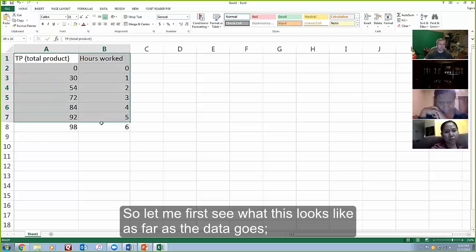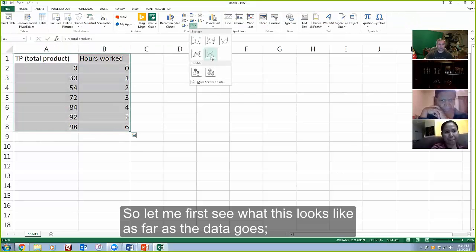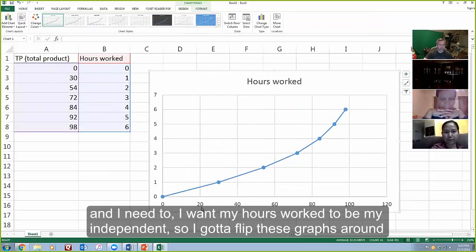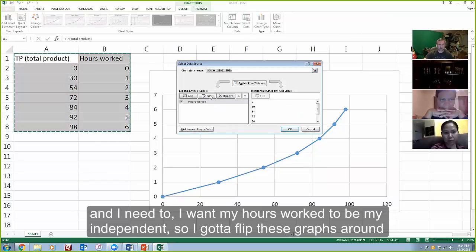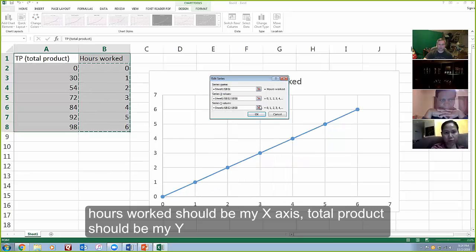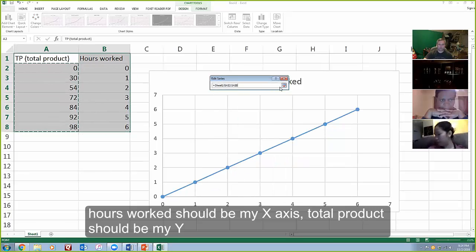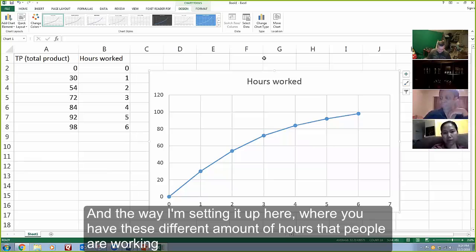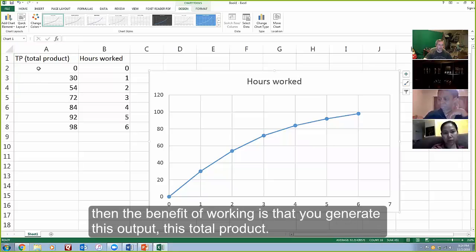So let me first see what this looks like as far as the data goes. And I want my hours worked to be my independent variable, so I've got to flip these graphs around. Hours worked should be my X axis, total product should be my Y. So I'm getting kind of a hill shape, which was similar to the total benefit column. And in the way I'm setting it up here, where you have these different amounts of hours that people are working, the benefit of working is that you generate this output, this total product.